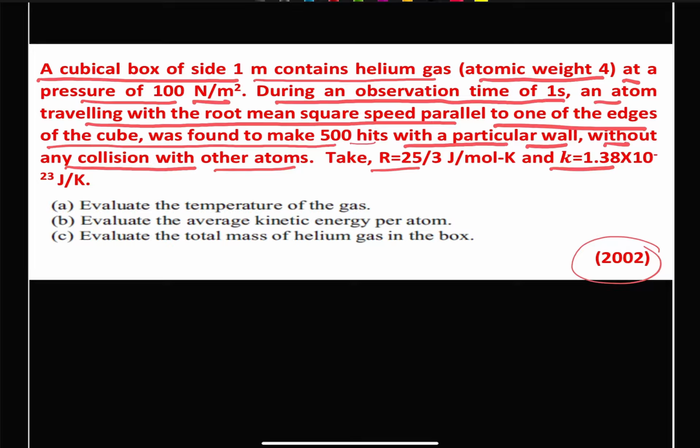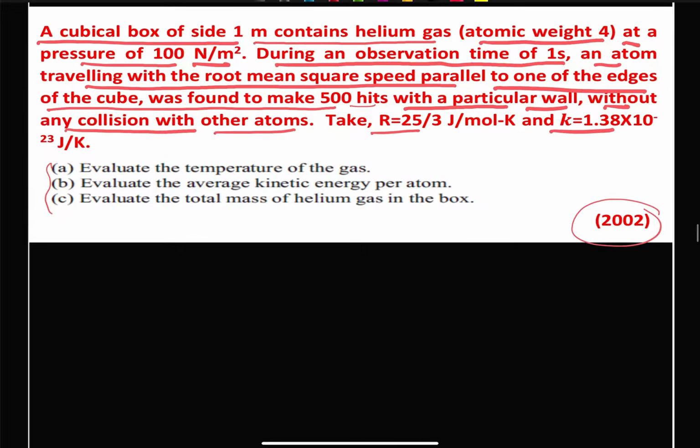So based on this, we are going to find out these three things. First is the temperature of the gas. So let us start with part A. Part A is the temperature of the gas.